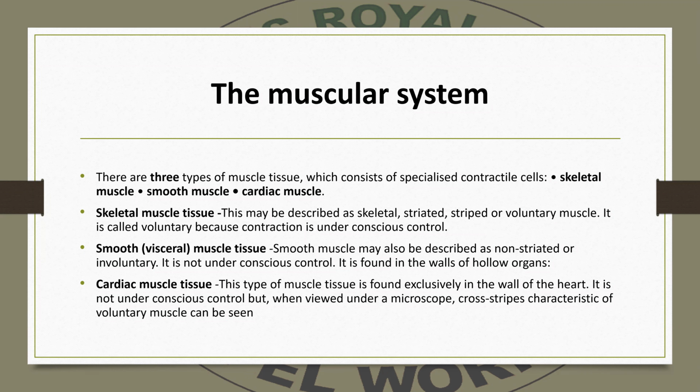And then you also have cardiac muscle tissue. These are exclusively found on the walls of the heart. It is also not under conscious control, but when viewed under a microscope, some voluntary muscles can be seen, but we do not really have control over them. So these are the 3 major types of muscles that we have, namely the skeletal, the smooth, and the cardiac muscle.